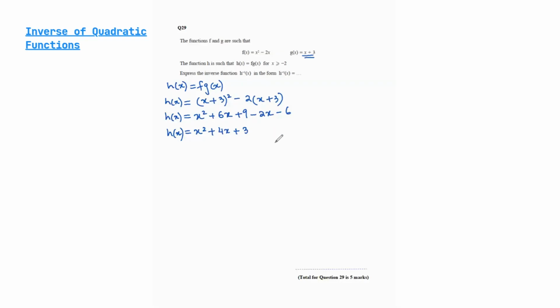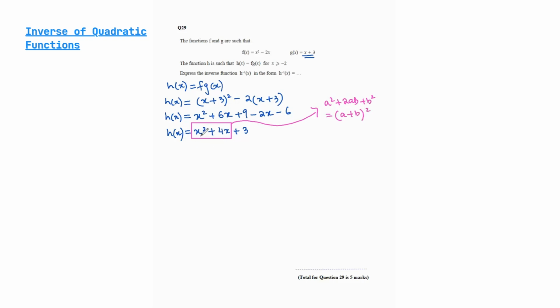Now we have to find the inverse of h of x. To find the inverse of h of x, you need to remember that whenever we're dealing with quadratic functions and they're asking us to find the inverse of the quadratic function, we find the completing square form. So for the completing square form, what we're trying to do is complete this square. If you know a quadratic exists as a square plus 2ab plus b square, which is the same as a plus b whole square.